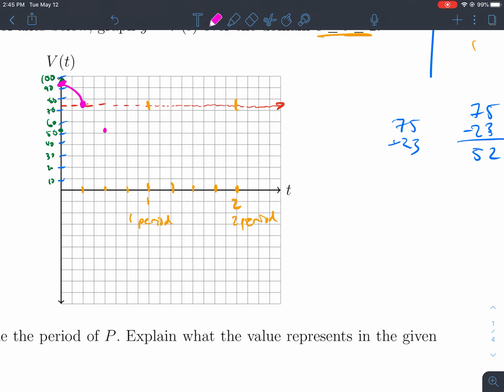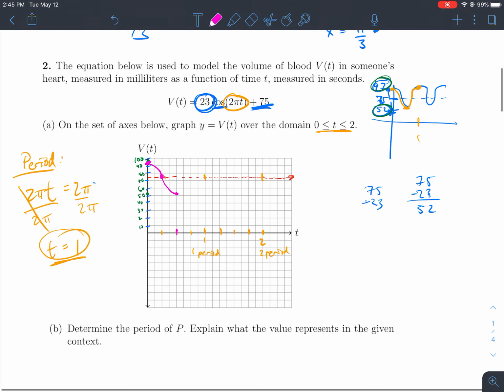Here we come down to the midline. Here we come down, this is on the halfway mark. We come down to the minimum, just like we have up here at the minimum. Here we go back to the midline at the 3/4 way mark, and then we go back up to the maximum at the full period. But we're supposed to graph it on this domain, so we need to do it one more time. Midline, minimum, midline, maximum. And we've got our graph perfect. So this is a heartbeat.